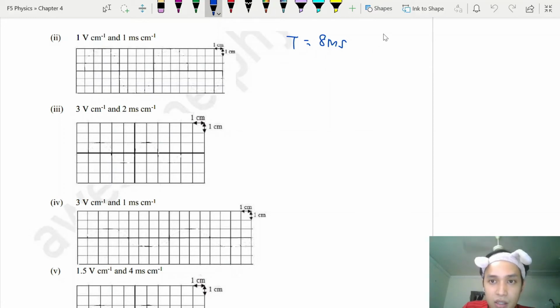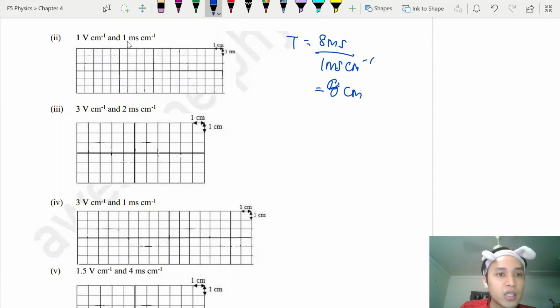So if you take this, you get 8 centimeters, meaning 8 boxes for one wave. So 1 volt per centimeter is 3 cm. One wave goes from here to here. So it becomes a bit fatter.